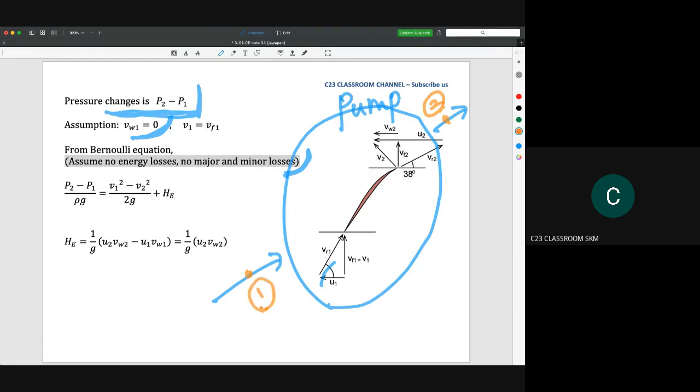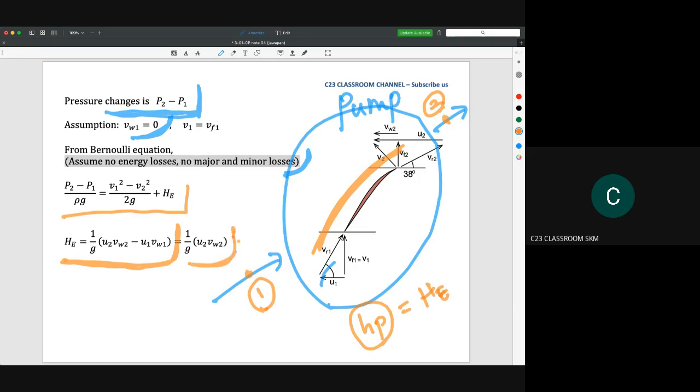So the head of the pump, HP, is actually the Euler head, because we are focusing on what happens inside this impeller. That's why we write our Bernoulli equation like this. Then the Euler head can be written like this, which is the common equation for Euler head. We could simplify into this term because the value of V1 is equal to 0.